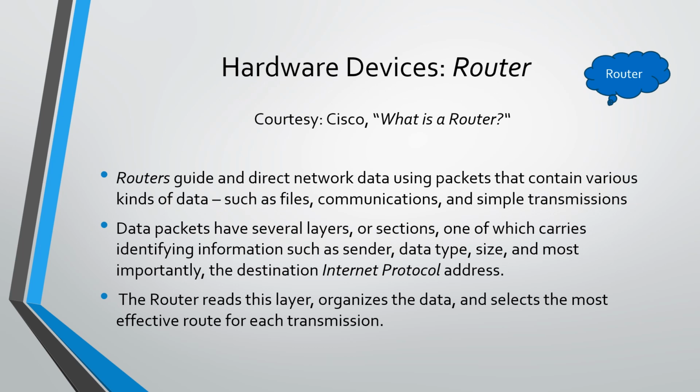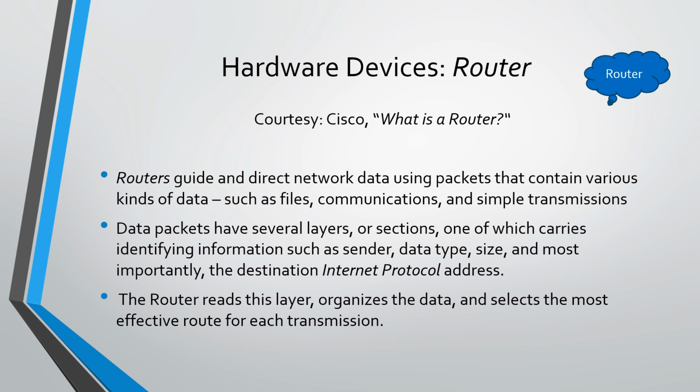Next, another network hardware device is a router. Routers guide and direct network data using packets that contain various kinds of data such as files, communications, and simple transmissions. Data packets have several layers or sections, one of which carries identifying information such as sender, data type, size, and most importantly, the destination Internet Protocol address. The router reads this layer, organizes the data, and selects the most effective route for each transmission.